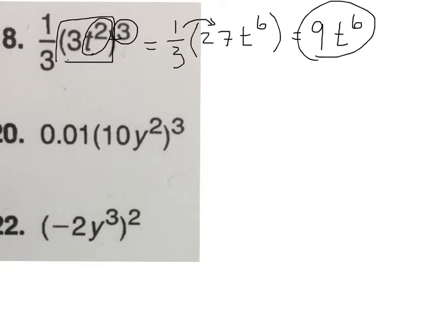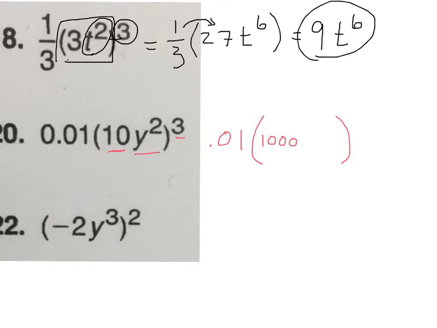Okay, let's do the second one. So on the second one, before I can multiply 0.01 times 10y squared, I first have to what? Cube it. That's right. And so I got to take 10 and I've got to cube it. What is 10 cubed? 1,000. Remember, 10 cubed means 10 times 10 times 10.